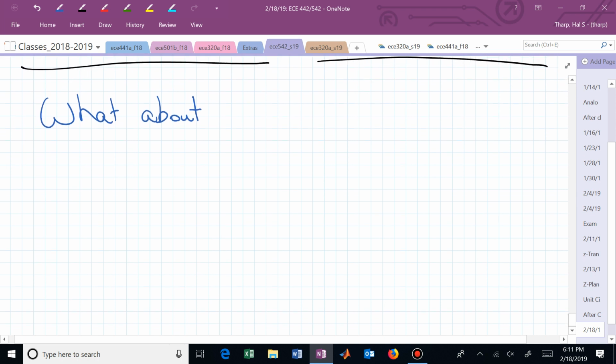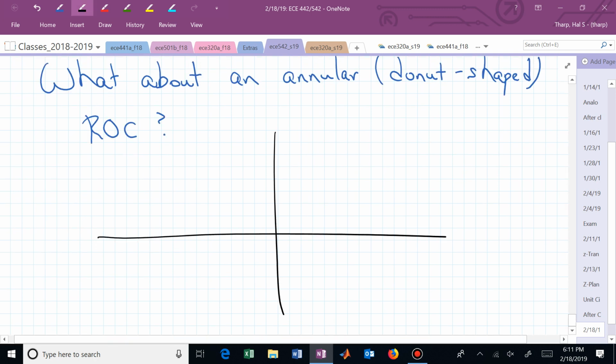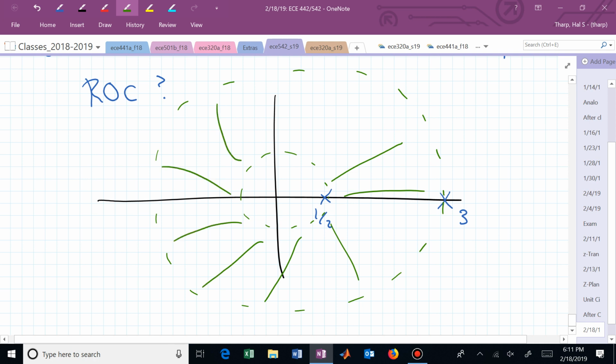So maybe it's appropriate. What about an annular or donut-shaped region of convergence? Meaning, what if you were now given the following: a pole at 1/2 and another pole at 3, and in fact the region of convergence now is bounded by those poles.